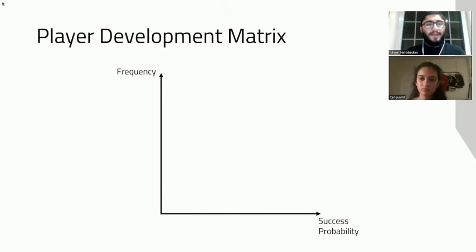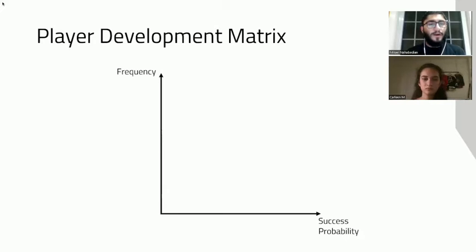Back in 2021, Jack Han had introduced in one of his newsletter posts a player development matrix that was inspired by what Darryl Belfry was doing with the Toronto Maple Leafs. For purposes of this project, we decided to adapt this player development matrix. On the x-axis in our matrix, we had the success probability, which is derived from the SARAH 2 model, as Carly just explained.